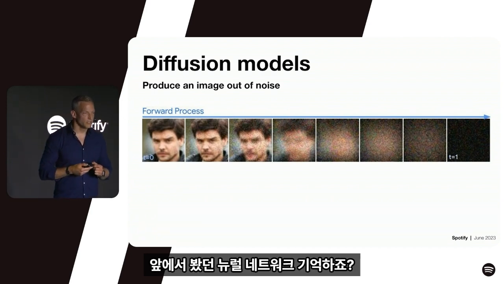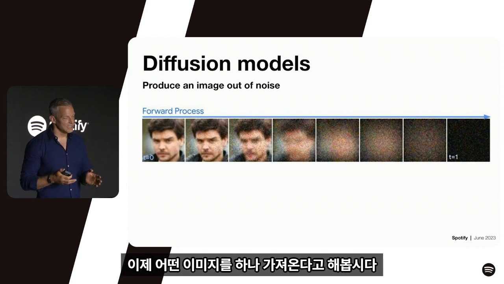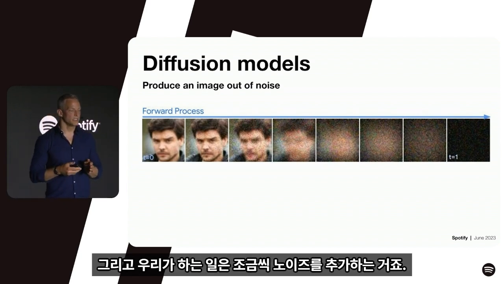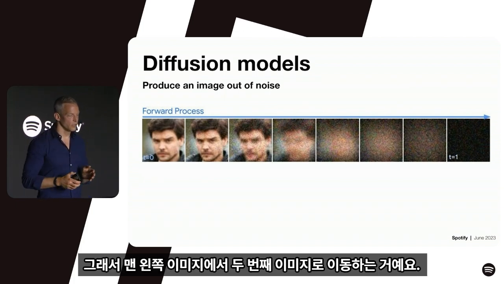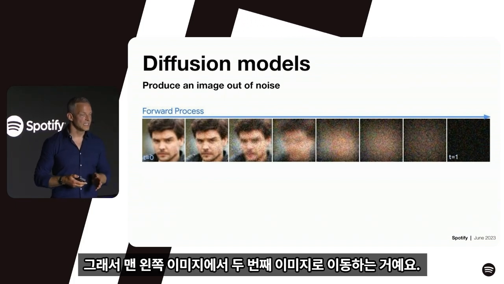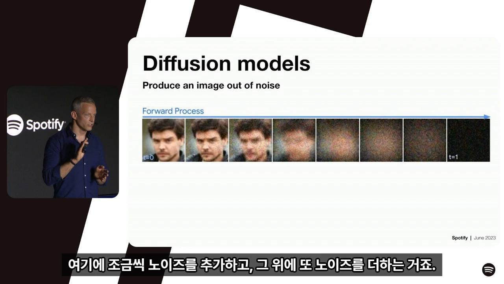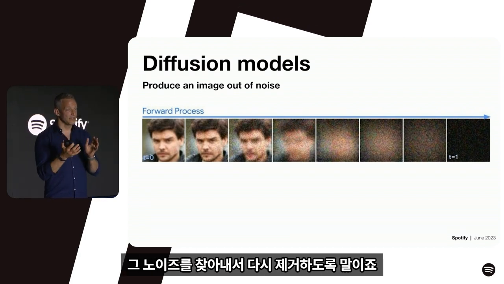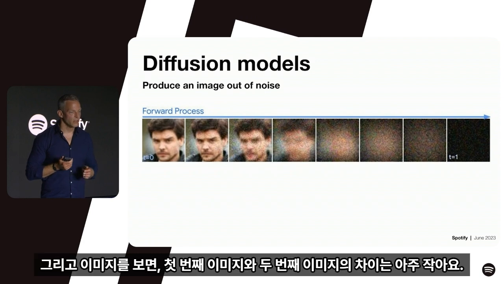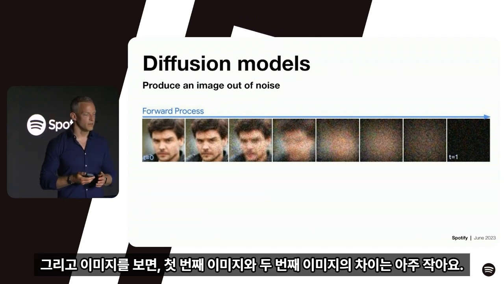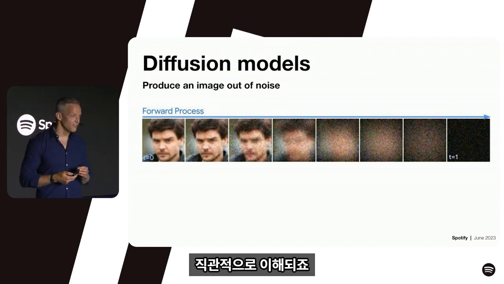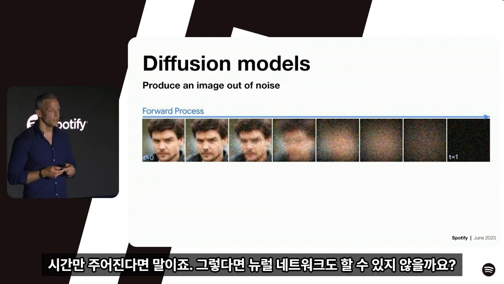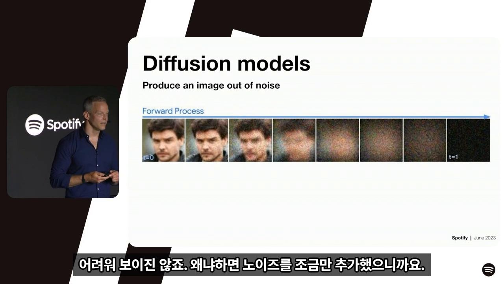So remember this neural network, right? Let's say that you take an image, the one to the left here called T0. And what you do is you just add a little bit of noise. So you go from the image on the left to the second image on the left. You add a little bit of noise on top of this image. And now you train a neural network to simply try to find that noise and remove it again. And if you look at those images, the difference between the first and the second image is very small. It is intuitive, I think, to you that you could remove that noise if you just had time. And so why couldn't a neural network? It doesn't seem that hard because you just add a little bit.